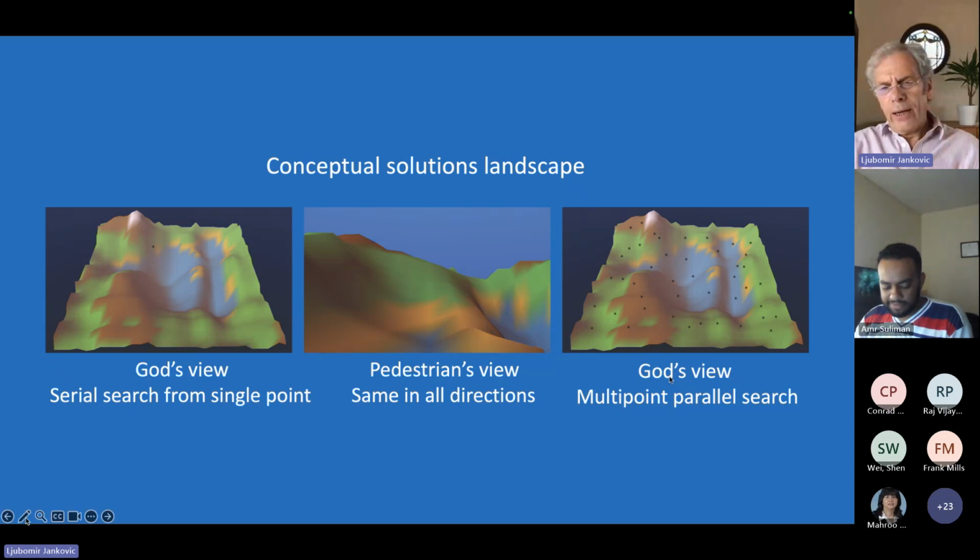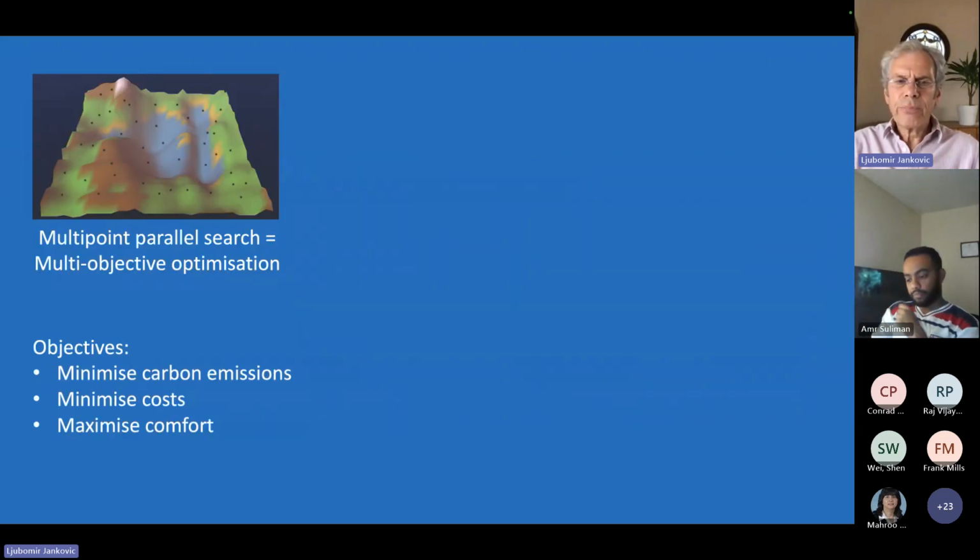We are very likely going to end up in a local optimum, not in a global optimum. But if we take another God's view and spread our starting points across the landscape, so we do a multi-point parallel search, then we are much more likely to get to the optimum solution quickly. So multi-point parallel search is in fact multi-objective optimization. And the objectives for operational zero carbon design are to minimize carbon emissions, minimize cost, and maximize comfort.